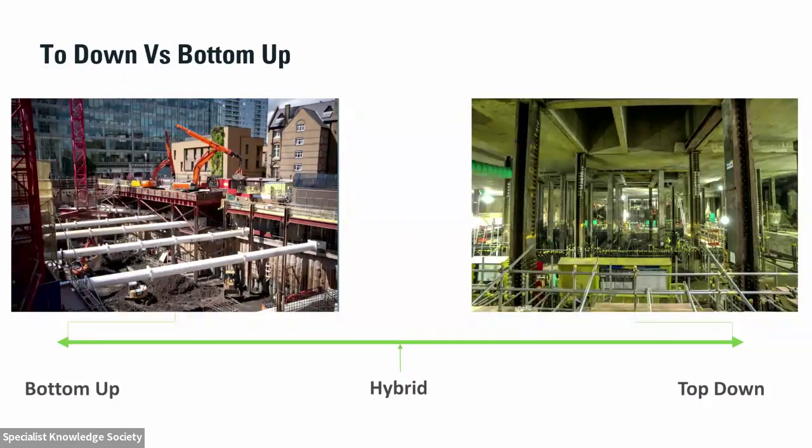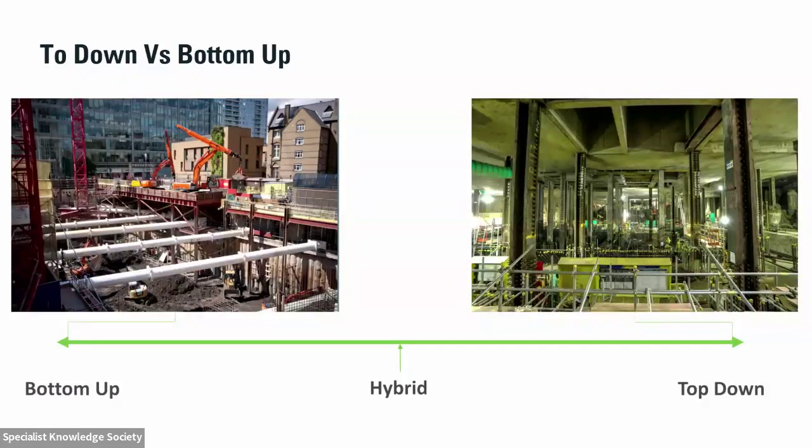So a bottom-up construction is effectively putting in your embedded retaining wall, and you would excavate down to your final excavation level in your basement using temporary propping to get down to that level, and then you build your superstructure, your structure from your basement level up. So you're building it from the bottom of the excavation up.